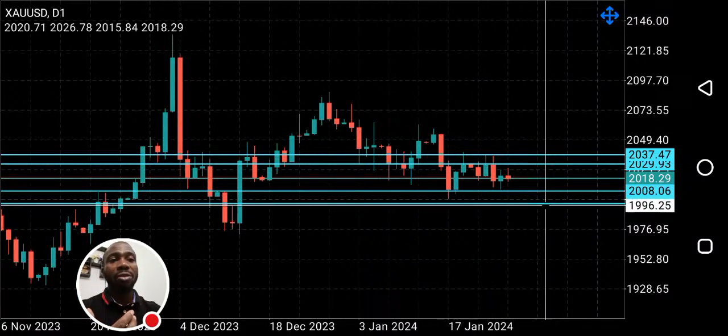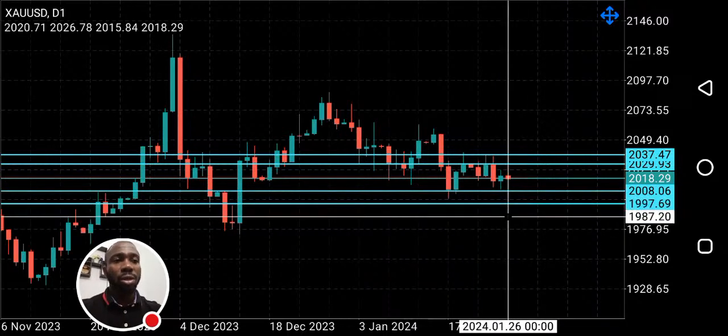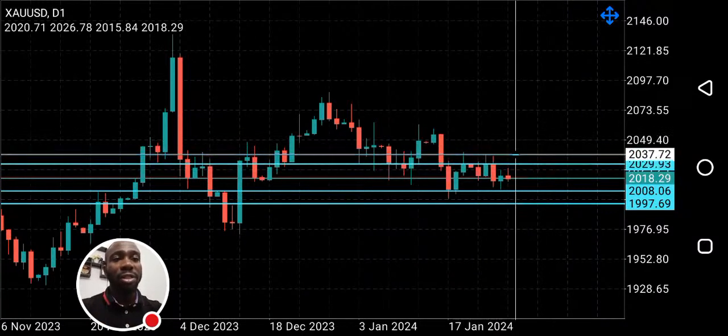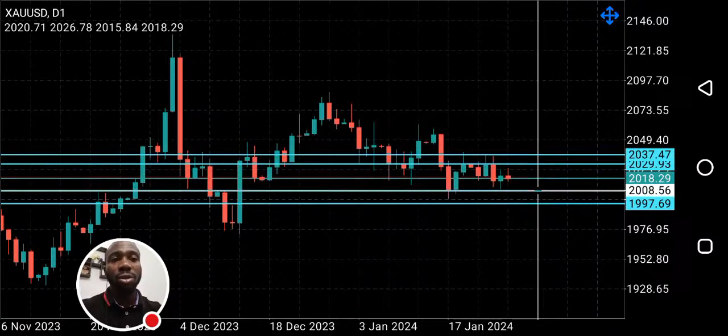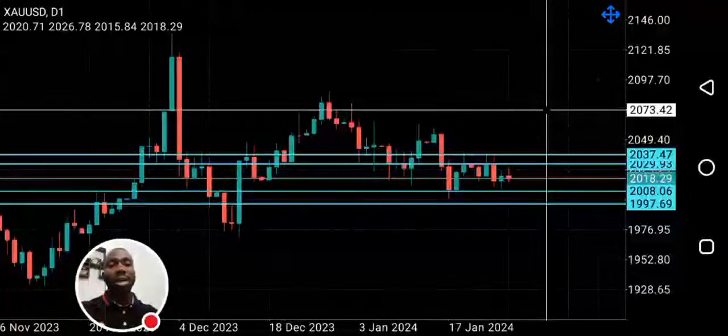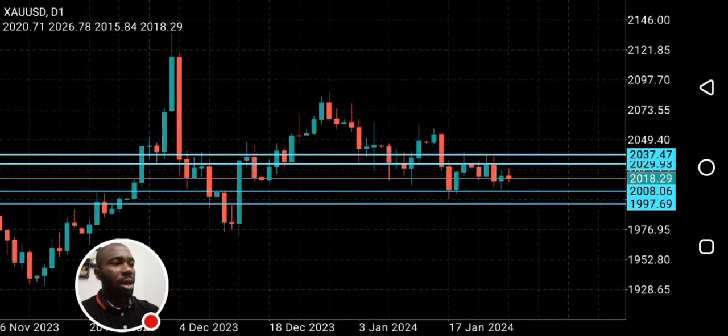So if a candle closes below this demand zone, it simply means supply has exceeded demand, and you expect price to drop. And if a candlestick closes above this resistance zone or your supply zone, it simply means demand has exceeded supply. So when demand exceeds supply, price is expected to go up. I hope that is clear.